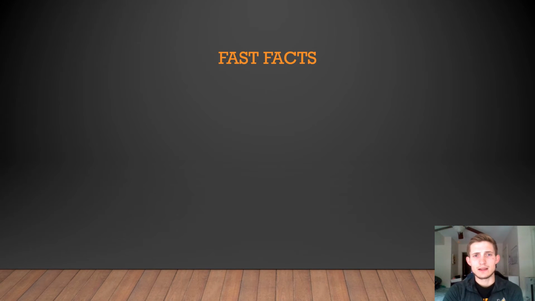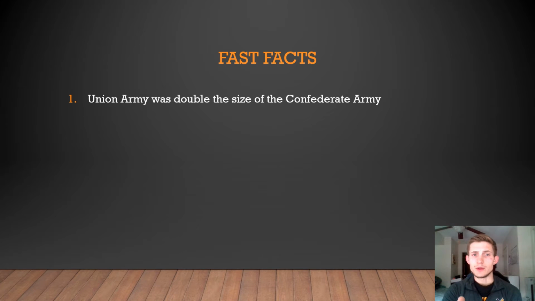So some fast facts. 1, the Union Army was double the size of the Confederate Army. At the time, the Union Army was 1,064,000 soldiers, and the Union Army was just over 2,100,000. So the Union Army was easily larger and outmanned the Confederate Army.